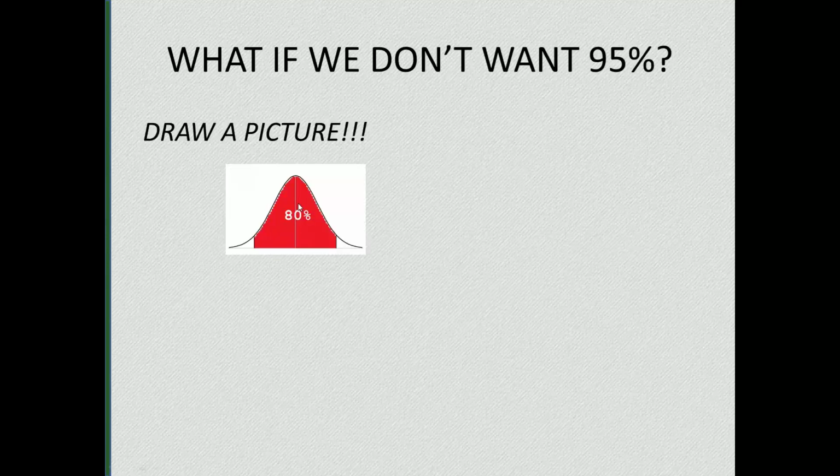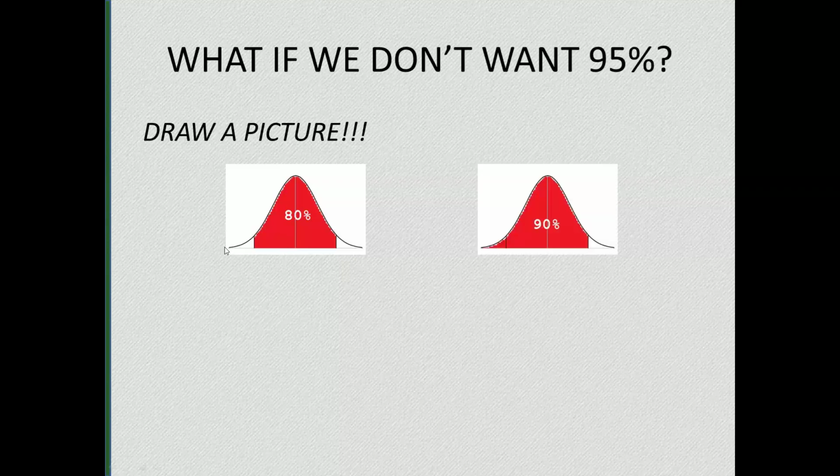If we want an 80% interval, then remember how Excel is set up to give us this area on down. We need to look up 90% of the curve. 80% here plus 10 more in this tail. In other words, using the norm.s.inverse function, to get an 80% confidence interval, we need to go out from the middle 1.28 standard deviations rather than 1.96.